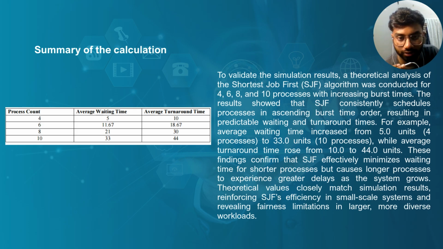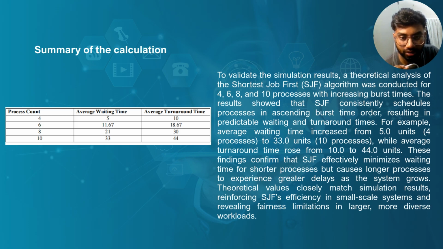Okay, summary of the calculation. The theoretical analysis of the Shortest Job First (SJF) algorithm was conducted with 4, 6, 8 and 10 processes with increasing burst times. The results show that SJF consistently schedules processes in ascending burst time order, resulting in predictable waiting and turnaround times.